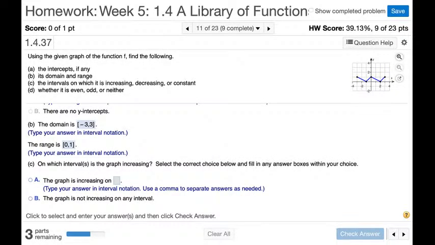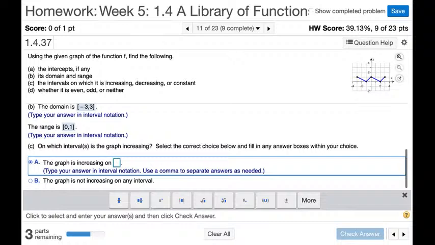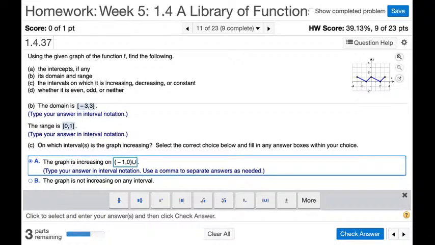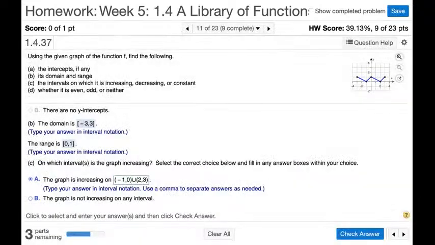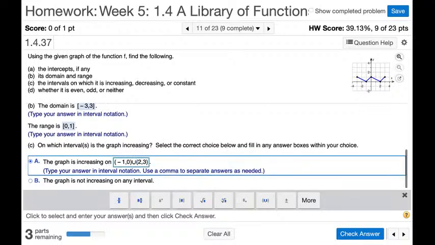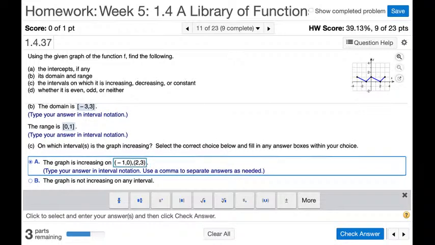It's increasing from -1 to 0 and 2 to 3. So from -1 to 0, and it's also, I'm going to say union, from 2 to 3. Parentheses. Let me think about it. Comma. Oh, comma. Okay.